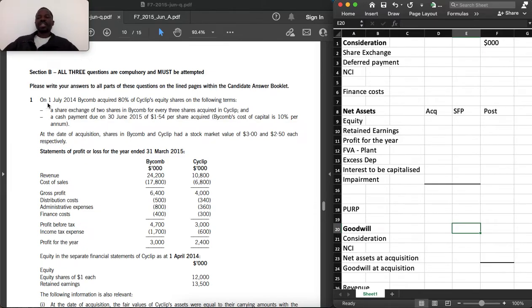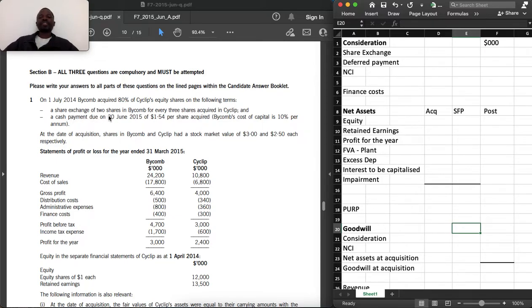Let's read the scenario. On 1 July 2014, let's take note of that. Our year end is 31 March 2015, like here. But the acquisition was 1 July. So we'll say July, August, September, October, November, December, January, February, March. That's 9 months. On 1 July 2014, Bycomb acquired 80% of Cyclic Cost equity shares on the following terms. So Bycomb acquired 80%, which means 20% belong to the NCI.